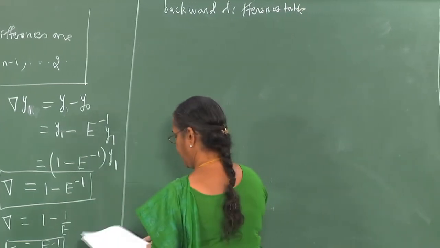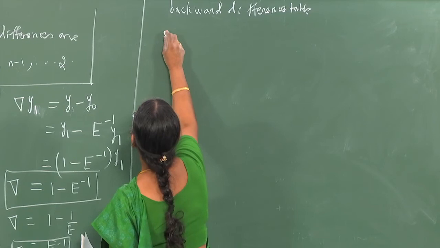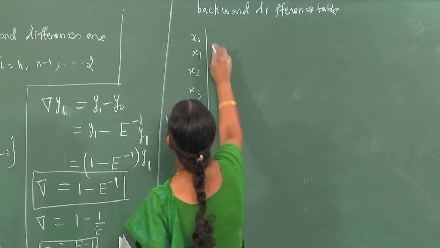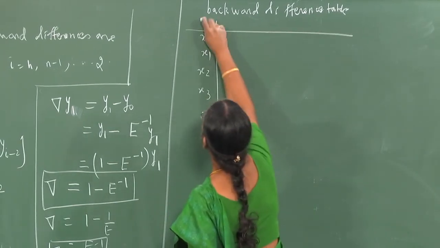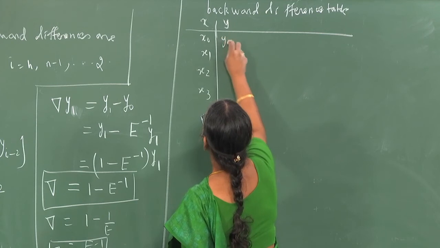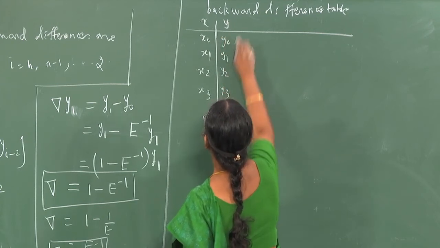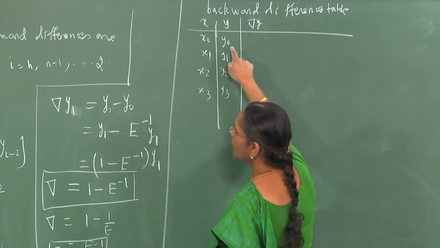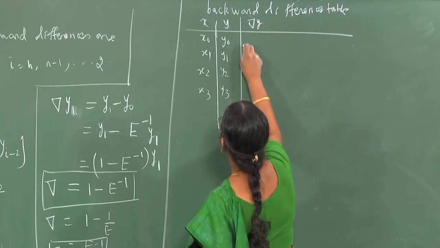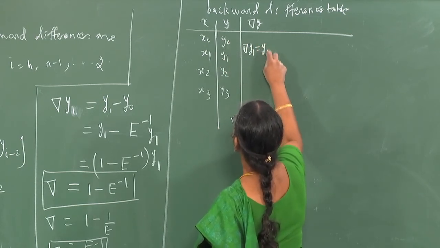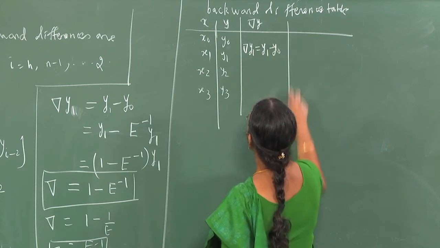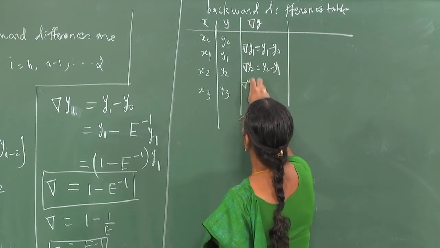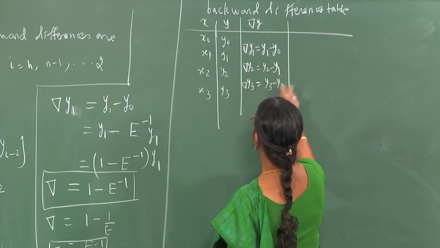So, let us write down the corresponding values x0, x1, x2. Say I take 4 values corresponding to x and y0, y1, y2, y3, and form the first order backward difference. So, I will get backward difference delta y1 giving me y1 minus y0. Delta y2 is y2 minus y1. Delta y3 is y3 minus y2.